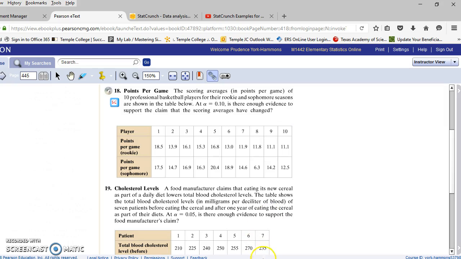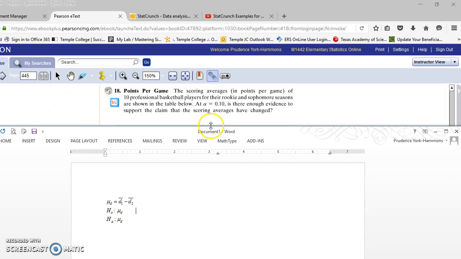So we're going to first of all try to determine what is the null and alternative hypothesis. It says, is there enough evidence to support the claim that the scoring averages have changed? Now remember that the mean of the differences is equal to the mean of sample 1 minus the mean of sample 2. If the scoring averages have changed, that just means that they're not the same, that D1 is not equal to D2. So that would mean that their difference would not be equal to 0.